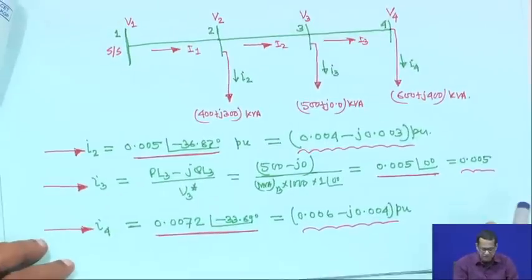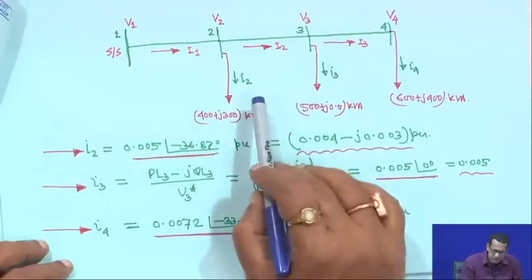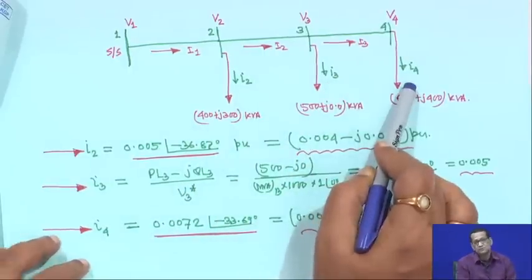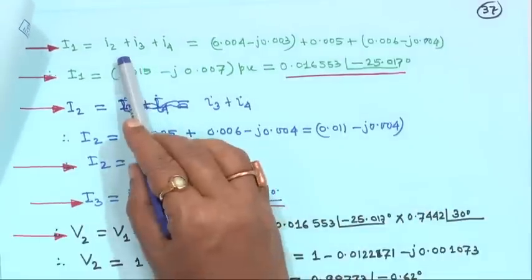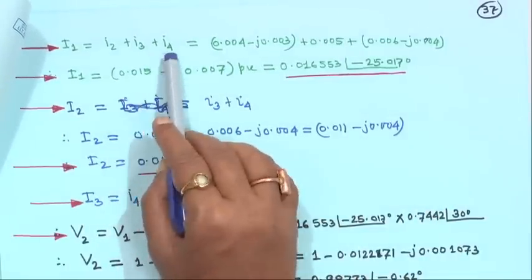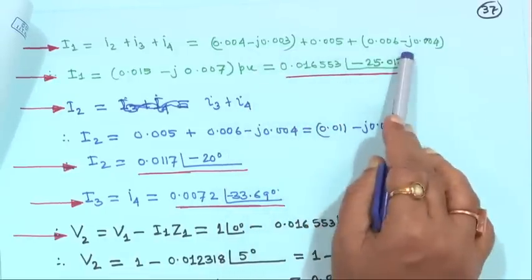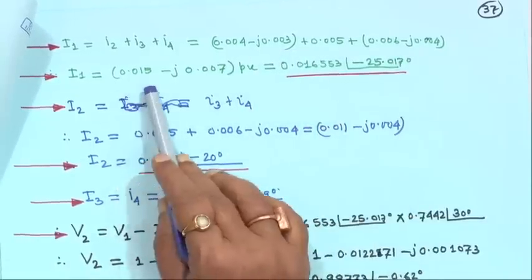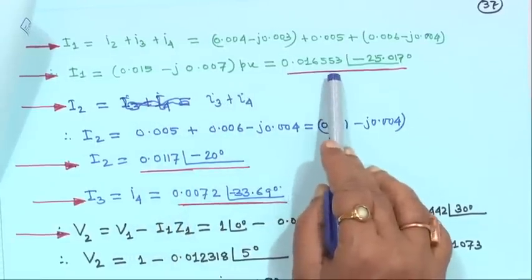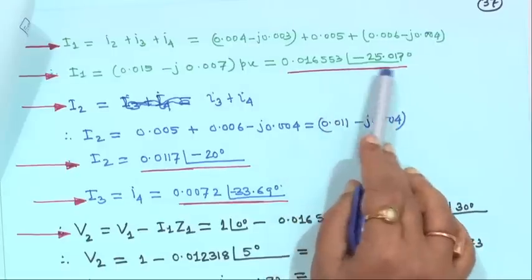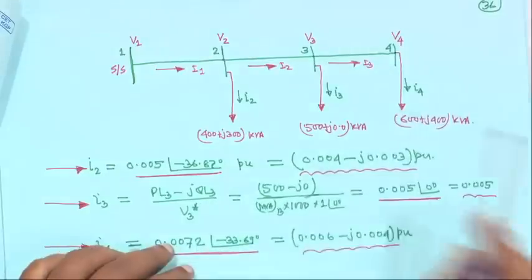This is i4. Next, you calculate the branch currents, that is I1, I2, I3. I1 will be equal to small i2 plus small i3 plus small i4. So you add this i2, this i3 and this i4. If you add, it will become 0.015 minus j 0.007 per unit, and its magnitude will be 0.16553 angle minus 25.017 degree.